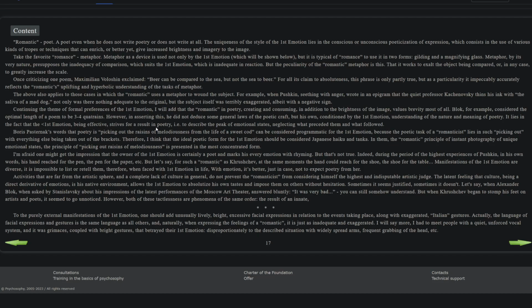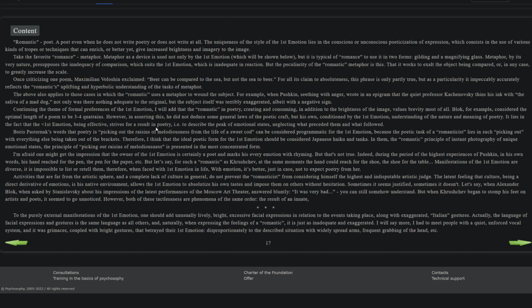Romantic poet. A poet even when he does not write poetry or does not write at all. The uniqueness of the style of the first emotion lies in the conscious or unconscious poetization of expression, which consists in the use of various kinds of tropes or techniques that can enrich, or perhaps better yet, give increased brightness and imagery to the image.